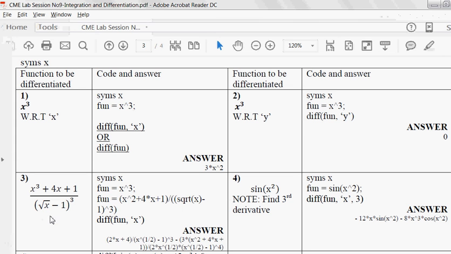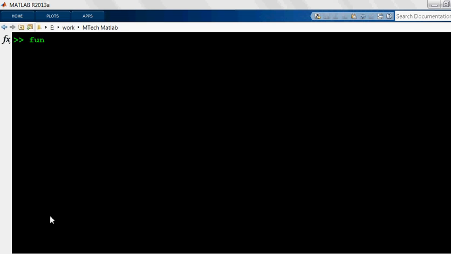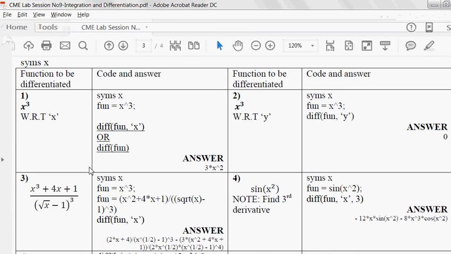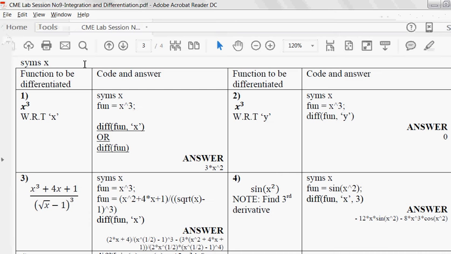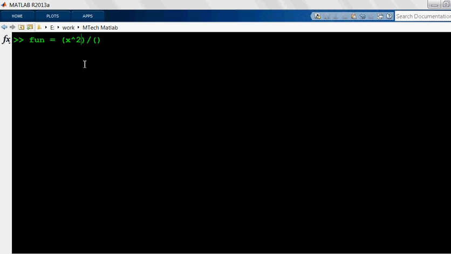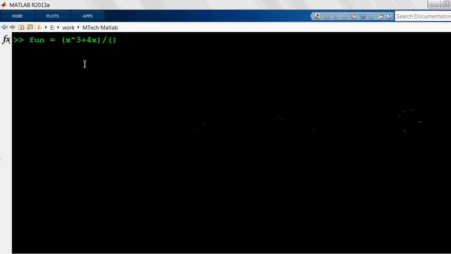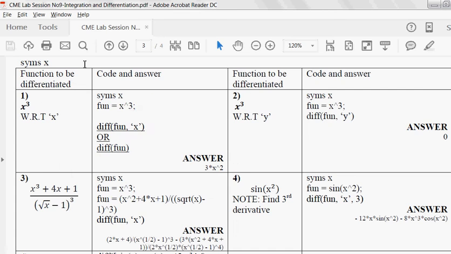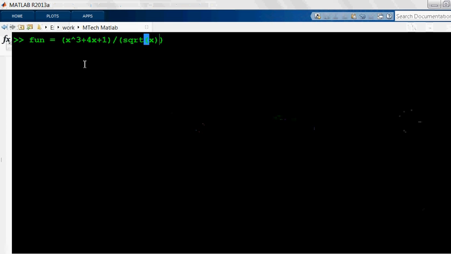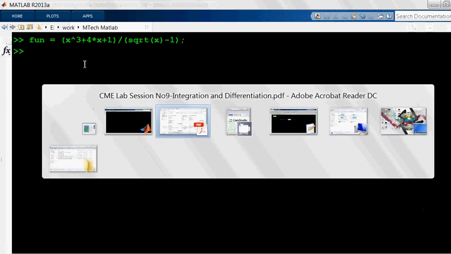We have x cube plus 4x plus 1 by root of x minus 1 whole cube. So our particular function is, whenever you have a big function, it's better to write it as fun. Okay, function is going to be numerator divided by denominator. Numerator is going to be x cubed plus 4x plus 1. And what do we have, square root of x minus 1. Okay, this is not going to work because I'm going to have a star in between. I need to put a star in between there. So now the function has been defined.